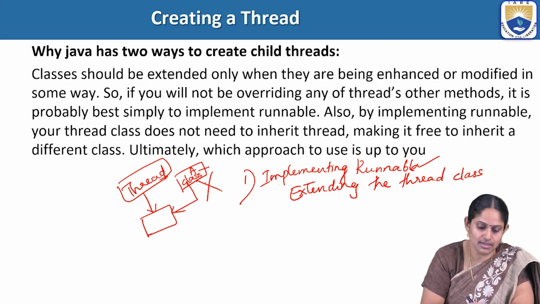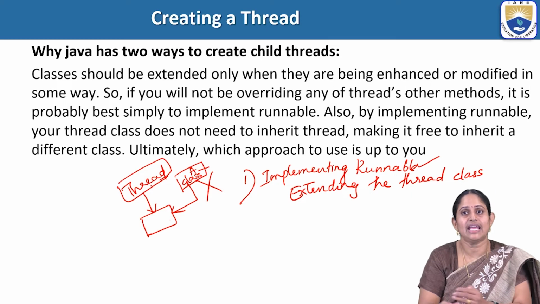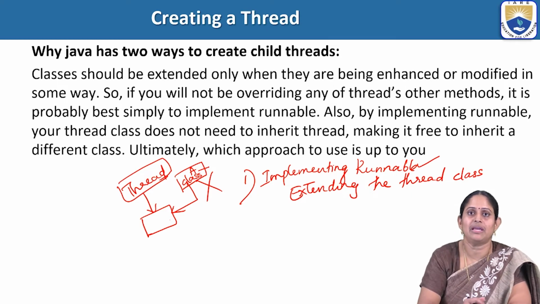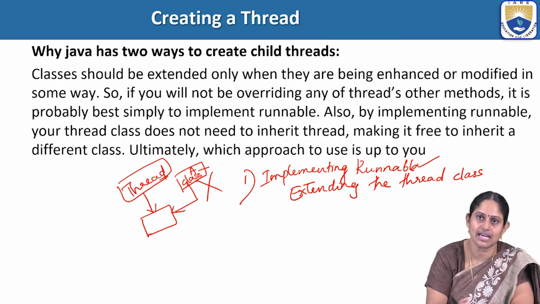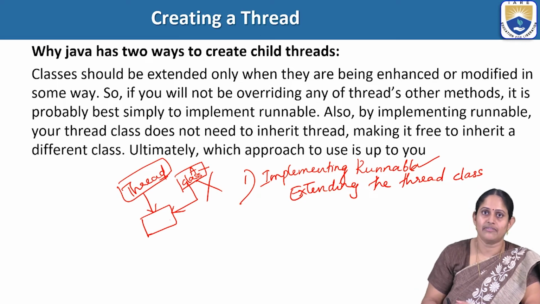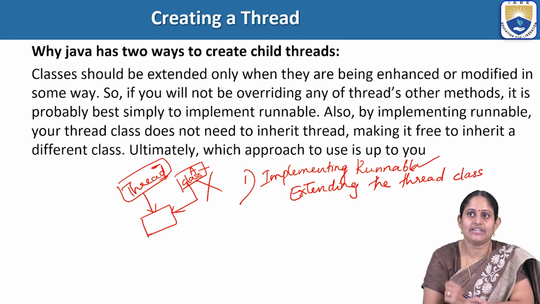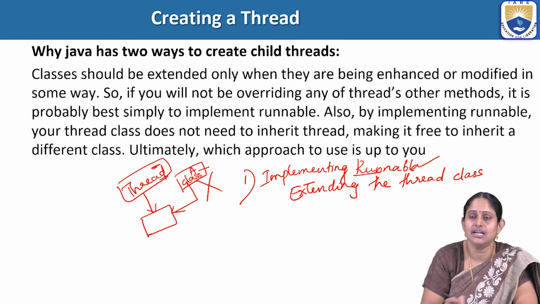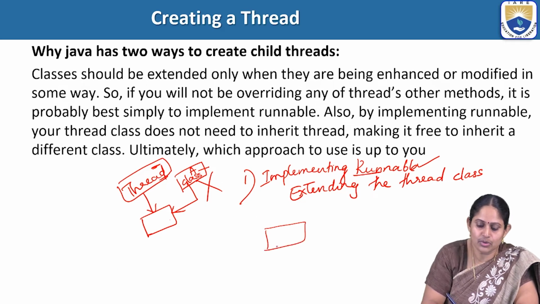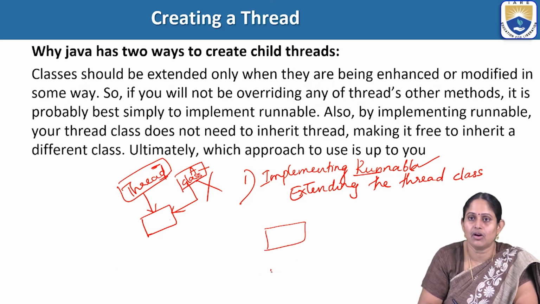So if we don't need any other feature to be inherited from some other class into our created thread class, then we can go for extending the Thread class. Or else it is better to always go with implementing the Runnable interface, so that you can achieve the multiple inheritance feature along with it.